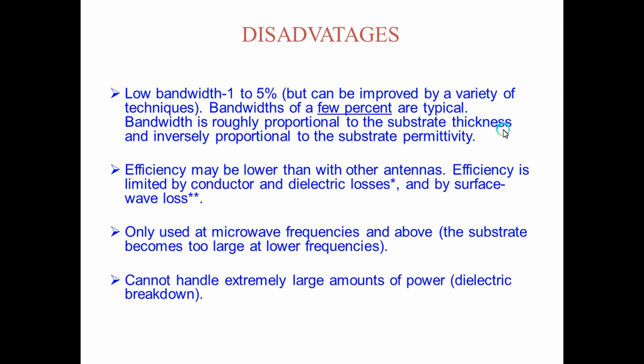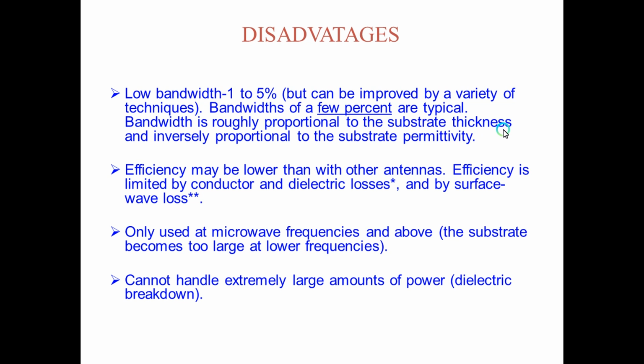Then the disadvantages of the microstrip patch antenna. The first point is low bandwidth. Bandwidth is also very low, 1 to 5% only. But we can use a defective ground structure. A defective ground structure is nothing but, in the bottom layer where the ground layer is, you cut some positions in that ground. That method is called DGS, defective ground structure.